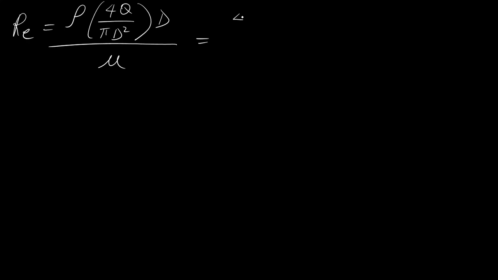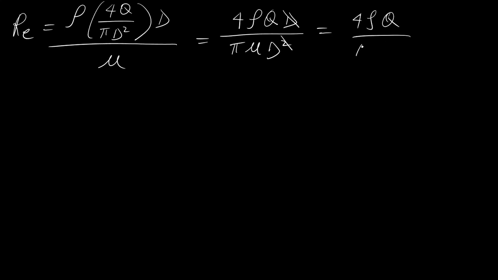So now we have, in all, 4 density times q d divided by pi mu d square. So this d will cancel out this. We're now left with 4 density times flow rate divided by pi mu d. So the whole equation now falls back to this expression.